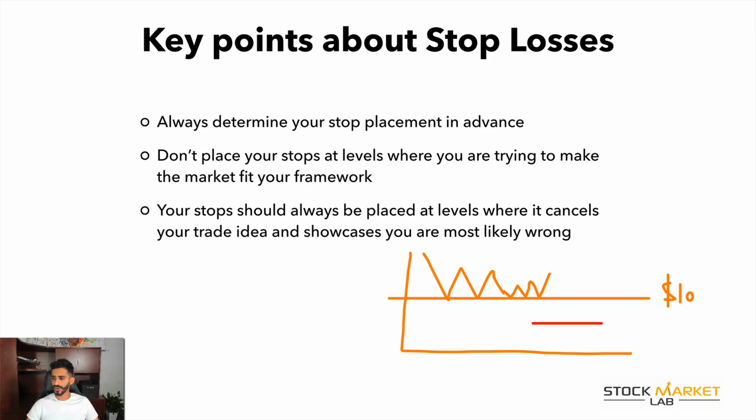Some people buy the stock at, let's say, 10.50, and they go, you know what? I only want to lose 20 cents on the trade. Since I want to lose 20 cents, I'm going to place my stop loss at 10.30. On paper, this looks good, but in reality, you're going to get stopped out. You're going to lose money on a trade for absolutely no reason.